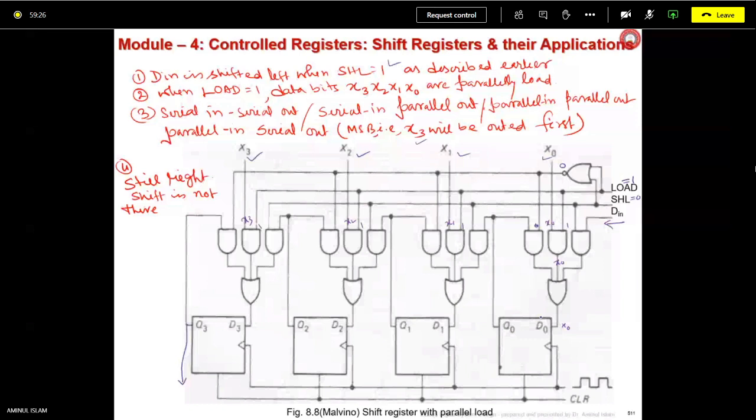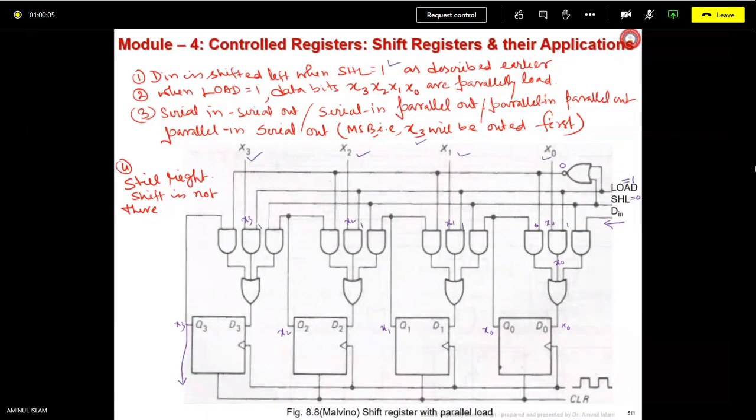Okay. So one case is to be understood first. When the clock is arriving, is x0 getting stored here or not? Yes, sir. Similarly, x1 will be stored here, x2 will be stored here, x3 will be stored here. So parallel loading is possible. But during this time, when the parallel load operation is performed, what about the other operations? Shifting left or data in, whether it is happening or not, or retaining the values is going to happen. Retaining the values, let us consider first.